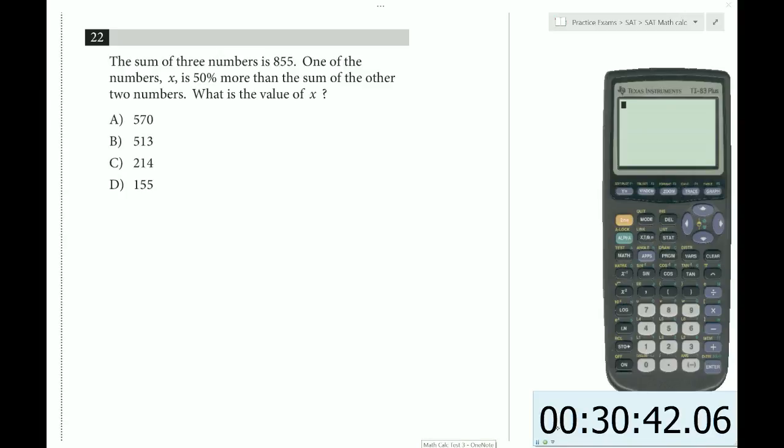Okay, the sum of three numbers is 855. So usually we call the three numbers x, y, and z. So we'll add them up, set them equal to 855.